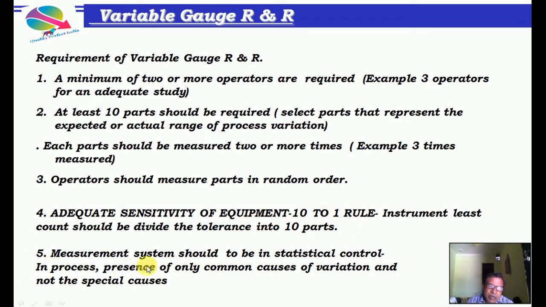Fifth is the measurement system should be in statistical control. Means you have taken the part from a process, and in that process only the common cause of variation should be present and not special cause of variation.